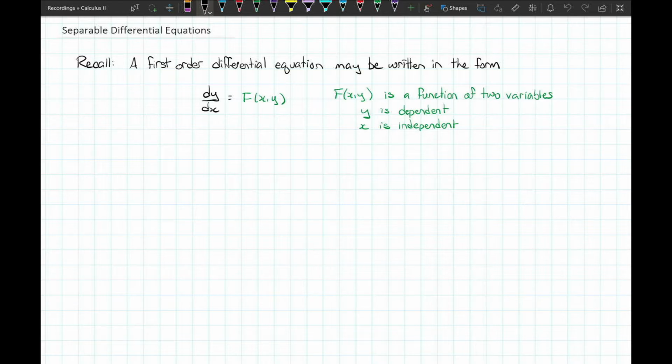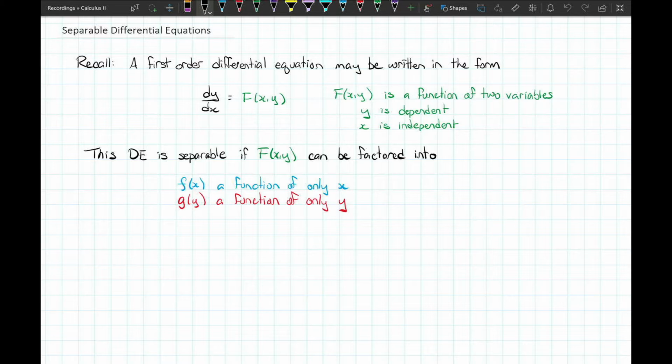Now, a first-order differential equation could be separable. We say that that first-order differential equation is separable if that function of two variables can be factored into two single variable functions, f(x) and g(y). So each of those can be just some expressions, but they can only involve one variable, and they are factors. That means that we can rewrite the right-hand side of this as f(x) times g(y). This gives us a little idea about why it's called a separable equation.